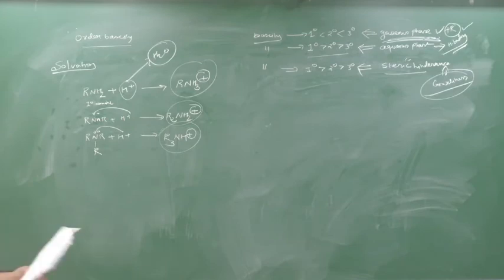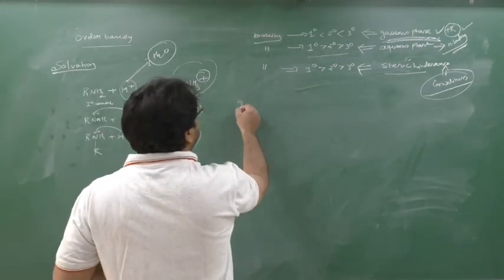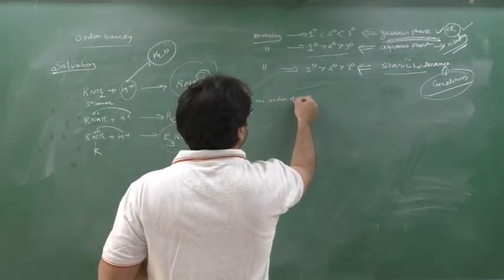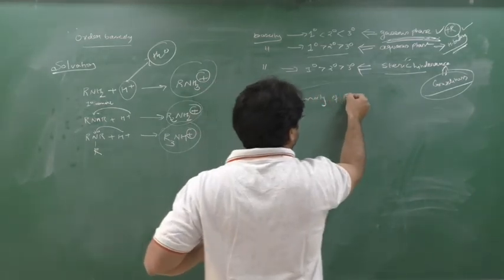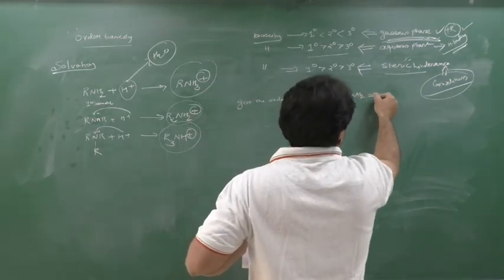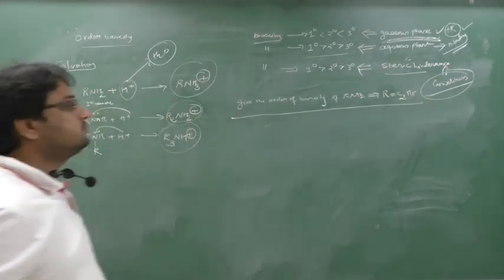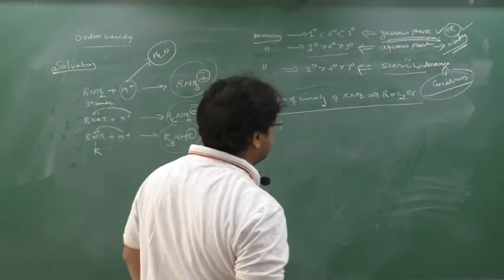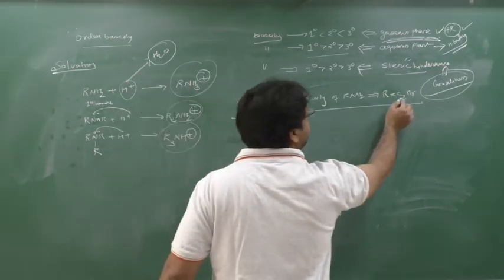Now we have to check one more logic. See here: give the order of basicity of RNH2 where R equals C2H5. If this comes in the exam, what will you do? Which answer should be given? There is one logic now. So here I write down, R you have to consider as C2H5.